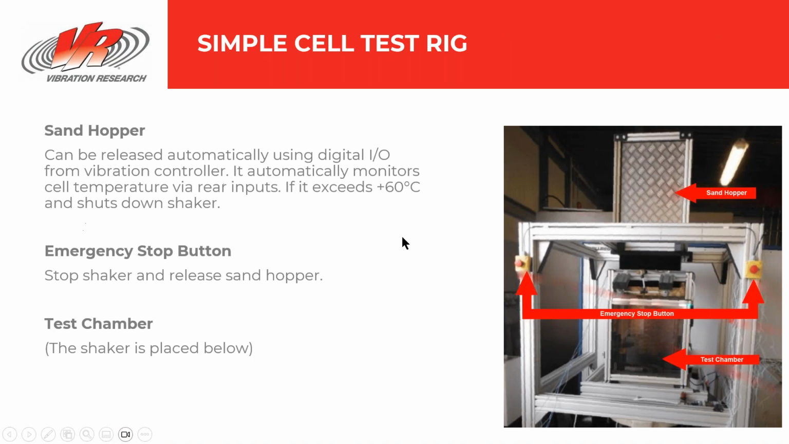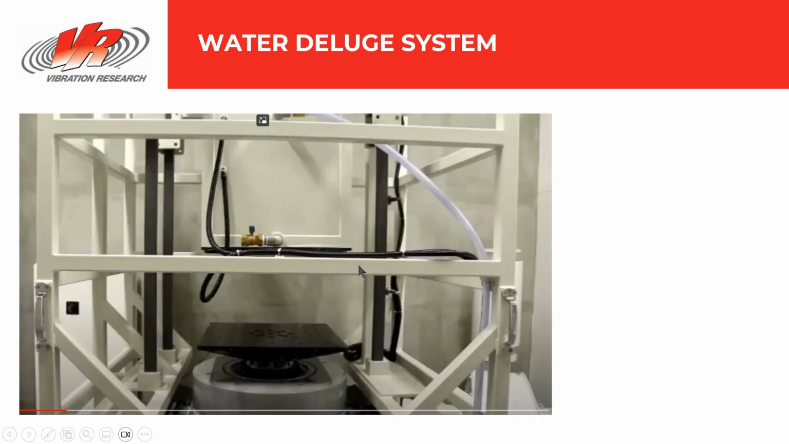Here's a sand hopper system for a simple test rig. So you've got these emergency stop buttons, and then you've got a sand hopper above the shaker system here. It's going to dump that sand on top of the shaker if the temperature exceeds 60 degrees C. So you've got an automated response and then obviously a manual emergency stop as well. The shaker's in the space below here. So that's a typical safety rig for a cell vibration test facility.